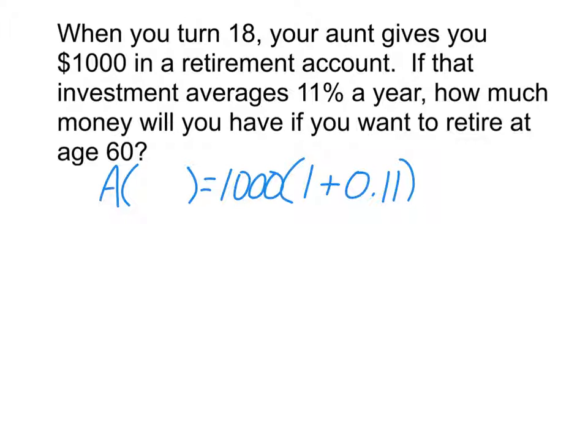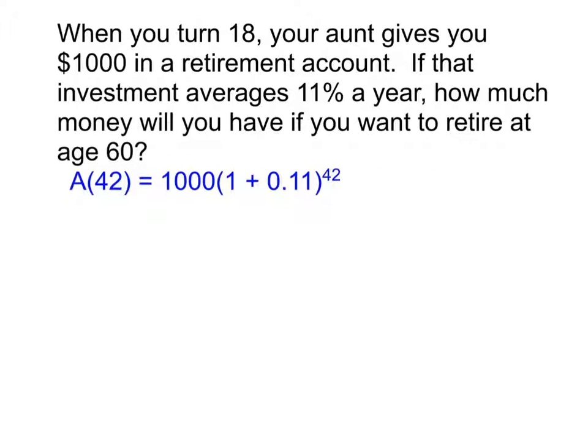Now the t here is not 18 and it's not 60. Remember, the t is the amount of time that it's left to grow. If we get it at 18 and we want it to be in there until we're 60, I have to do the 60 minus 18, which gives us 42. So that's what we're going to plug in for t anywhere where t appears.